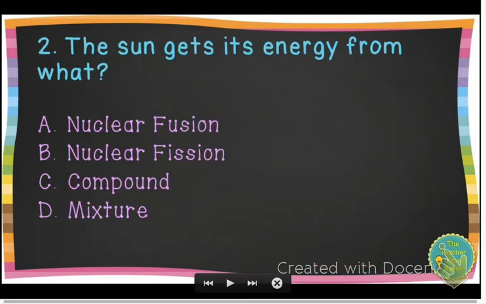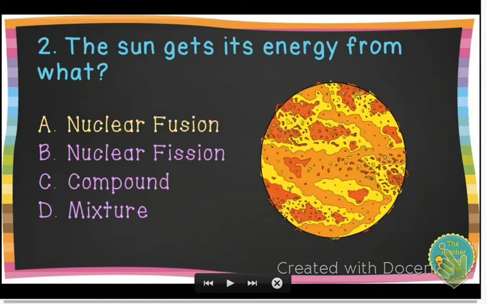Question 2. The sun gets its energy from what? A. Nuclear fusion, B. Nuclear fission, C. A compound, or D. A mixture. The correct answer is A. Nuclear fusion.